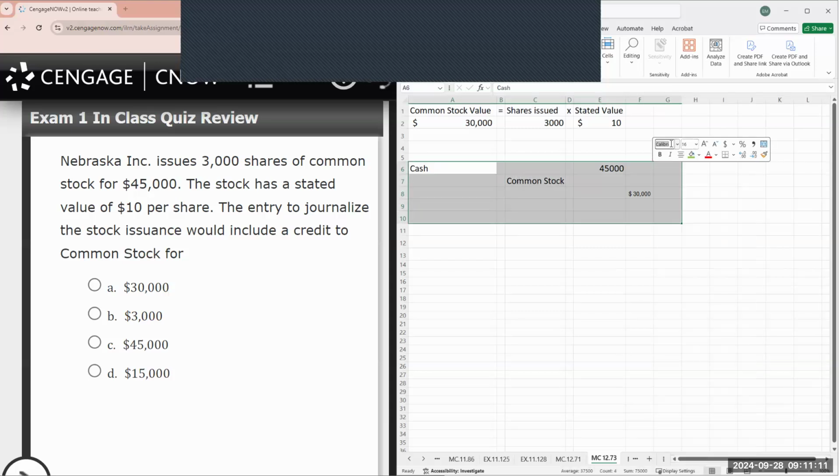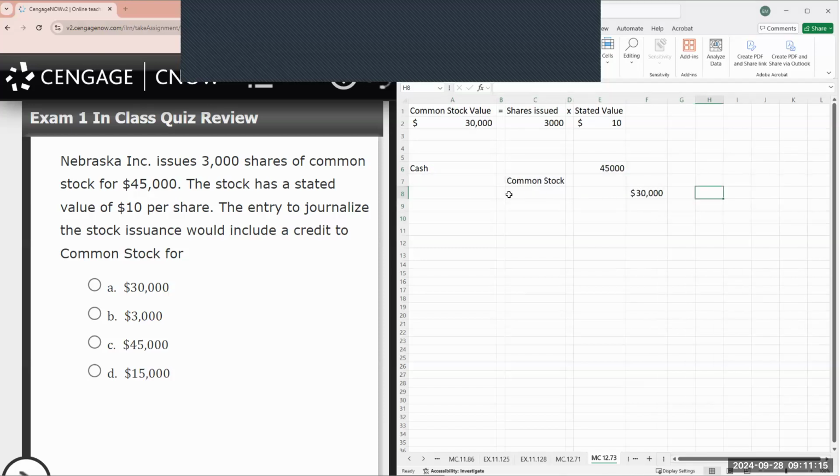And then the last part of our entry would essentially be accounting for the difference. So we have what's called an additional paid in capital account. So we would credit our additional paid in capital account for the difference between the two. So additional paid in capital in excess of par.